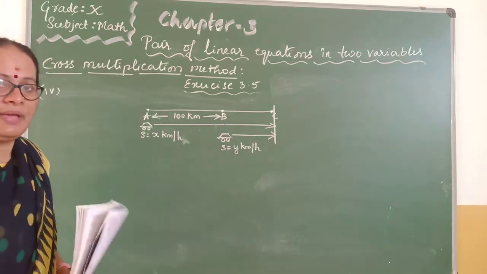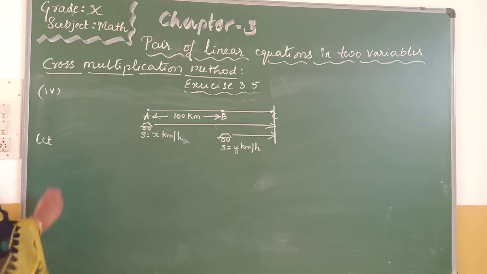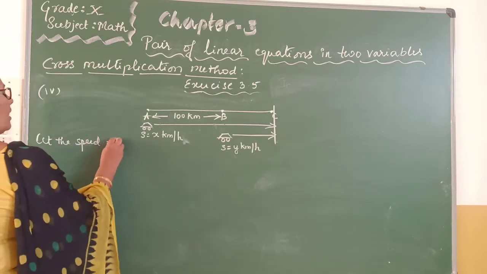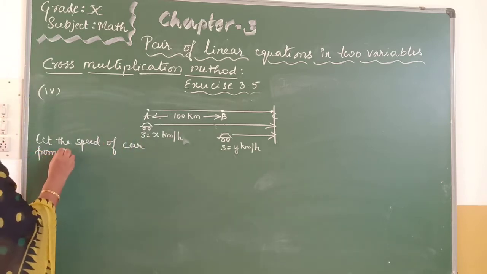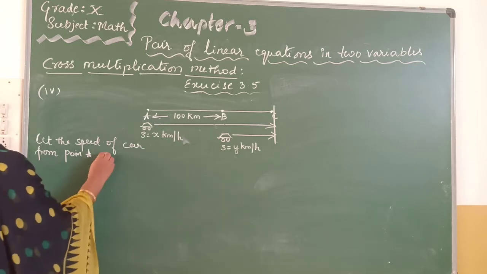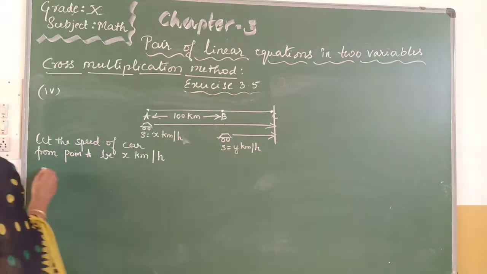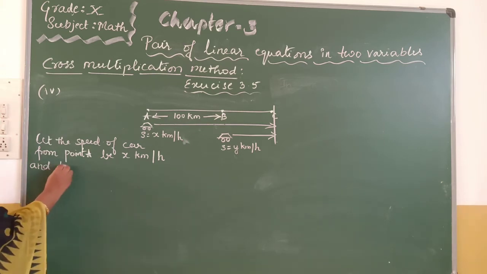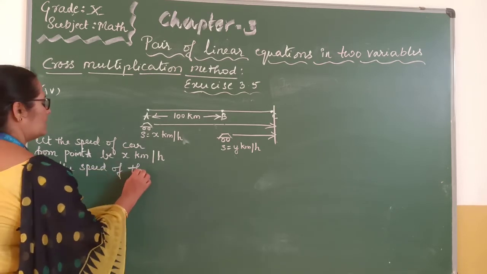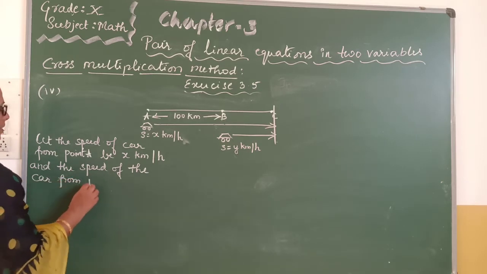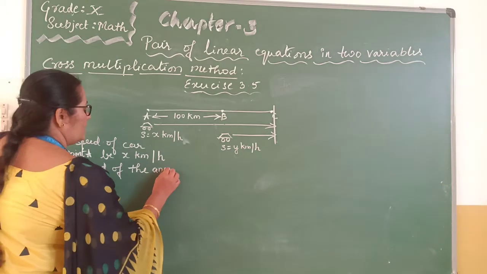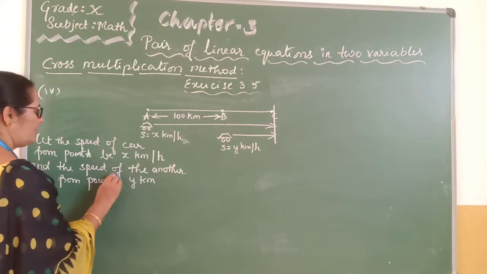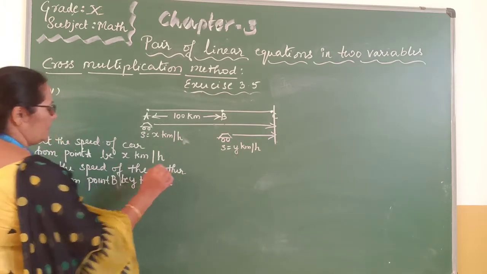Now, first we choose variables. Let the speed of the car from point A be x kilometer per hour, and the speed of the other car from point B be y kilometer per hour.